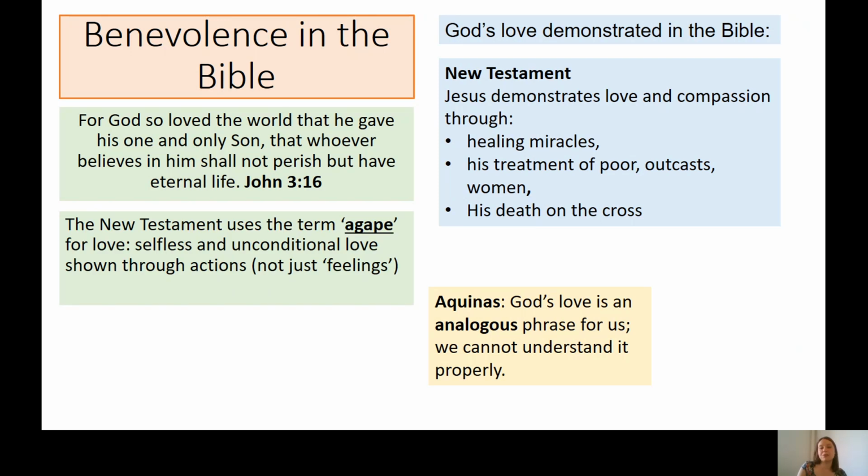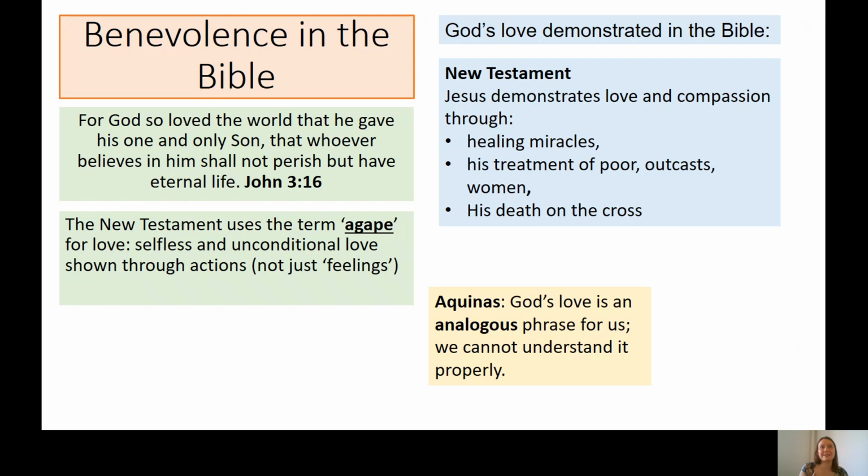The New Testament uses the term agape for love. So that's a Greek word. There are actually 4 different words for love in the Greek language. So you've got, see if I can remember them, storge, philos, eros, and agape.